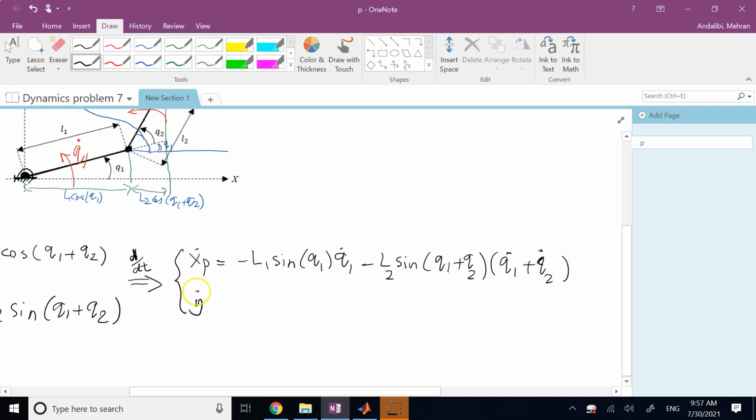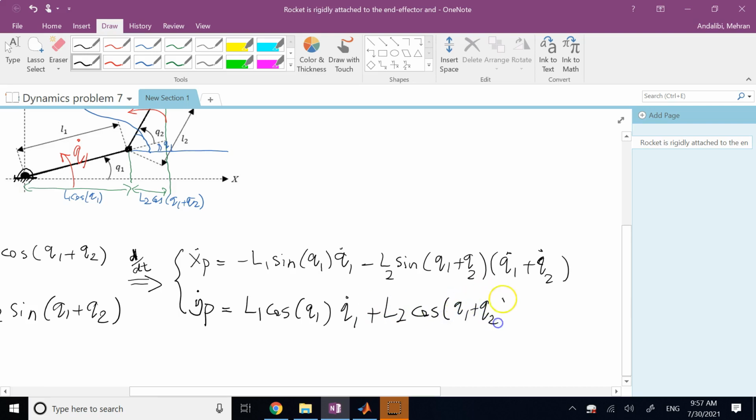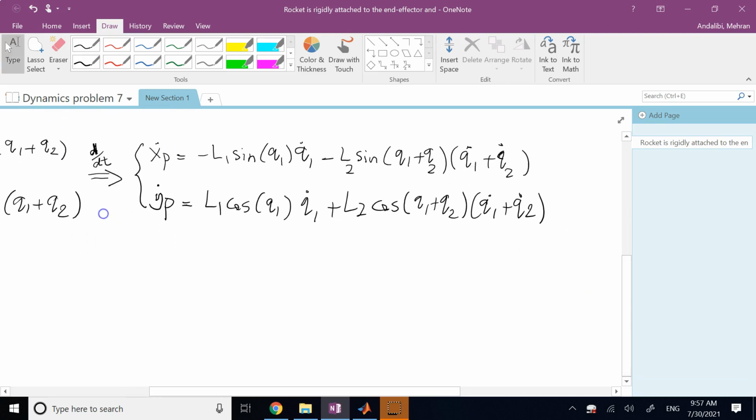Similarly, y dot of P is going to be L1 cosine of Q1 times Q1 dot, and then plus L2 cosine of Q1 plus Q2 times Q1 dot plus Q2 dot.